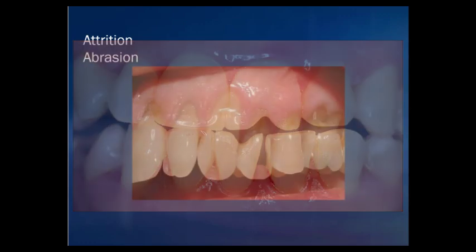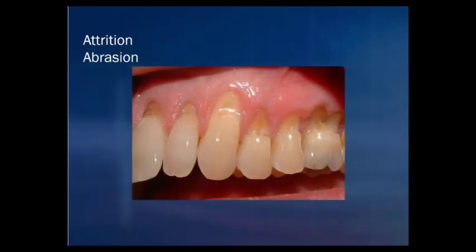So the treatment of abrasion would also lie in removing the habit which is causing the abrasion to prevent further damage. And then if damage is severe enough, we could restore the teeth. But as you can see, there's such a smoothness to the loss of enamel that it would be difficult to put a good restoration in those areas.